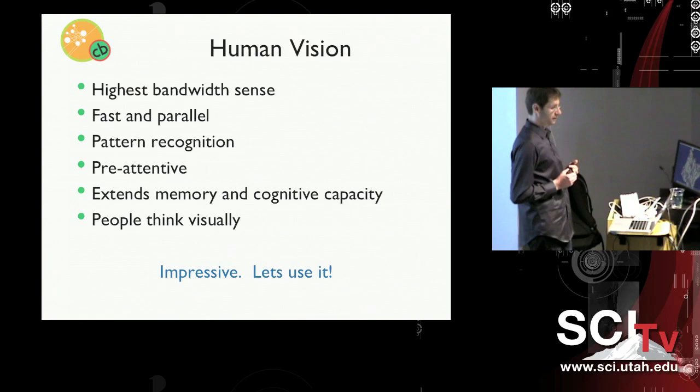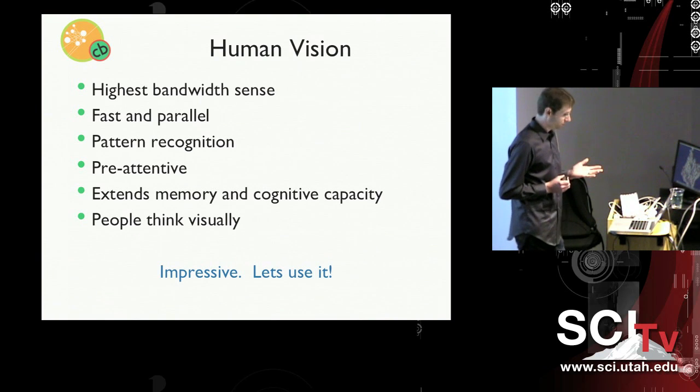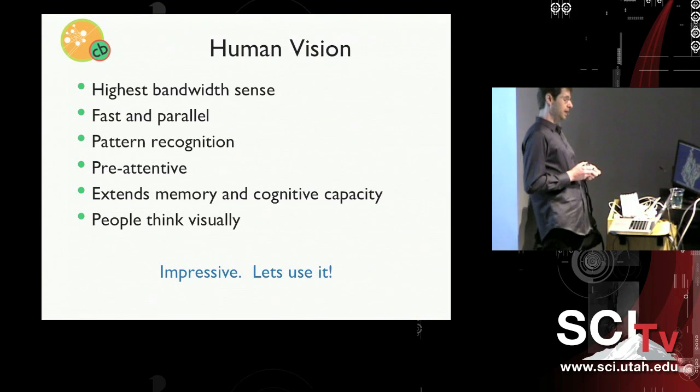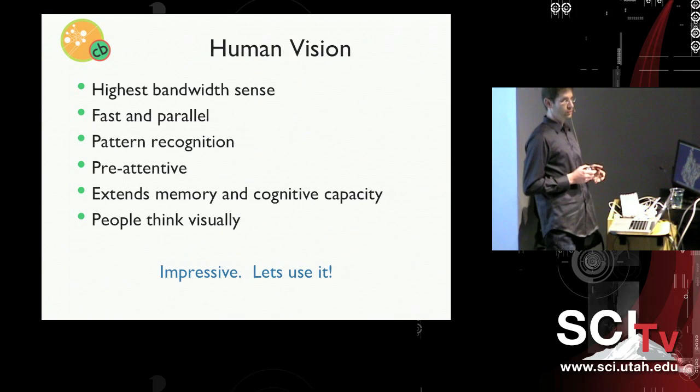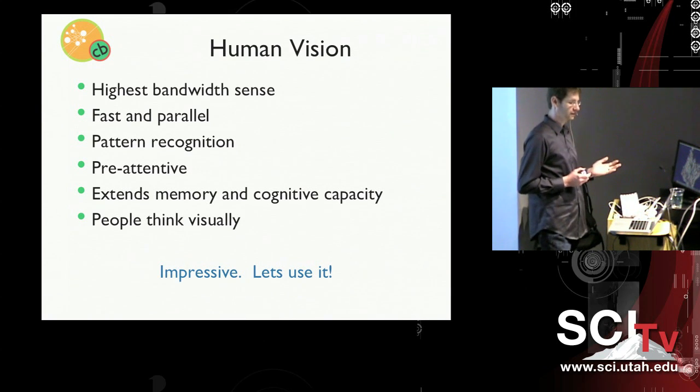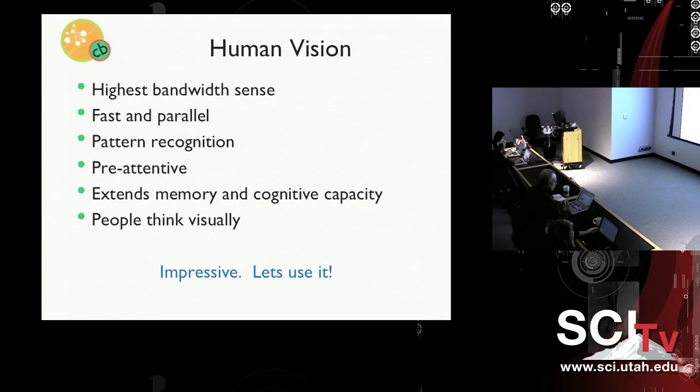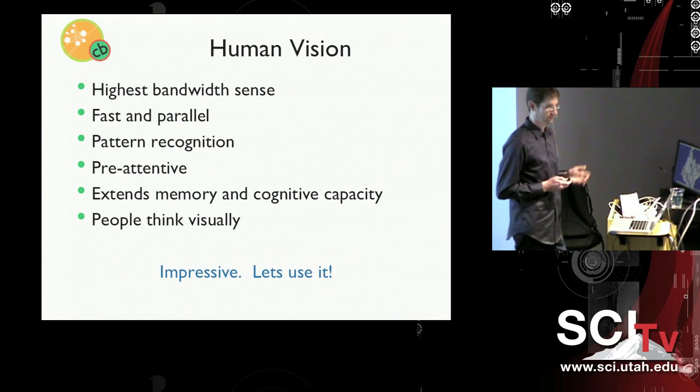And I believe that visualization is a good tool to do that because human vision is really our highest bandwidth sense, and it works fast and in parallel. We as humans are really good at recognizing patterns, and our human vision system works pretty attentively. And I want to give a brief example of how that's related to textual data.